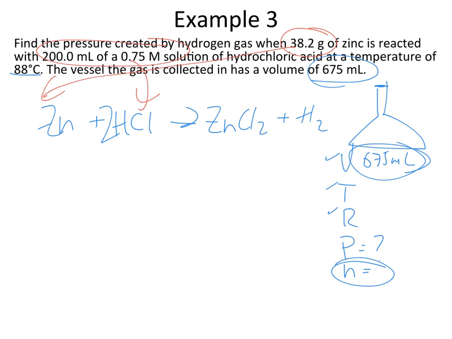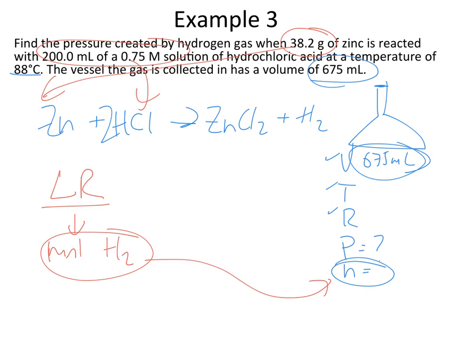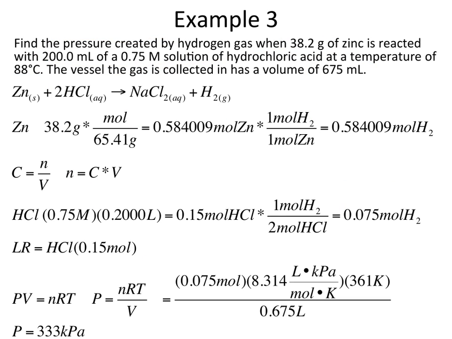Once we're given a value for each of our reactants, this is now a limiting reagent question. So we find the limiting reagent, and once we find that, we can figure out our moles of the gas H2 produced, and this will be put over here to fit into our PV equals nRT equation. So this is what it looks like.